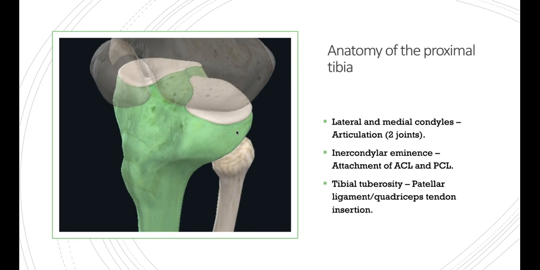And also the lateral condyle of the tibia has a notch called the fibular notch, and that allows this bone called the fibula, more specifically the fibular head, to attach to this lateral condyle, and this forms the proximal tibiofibular joint.